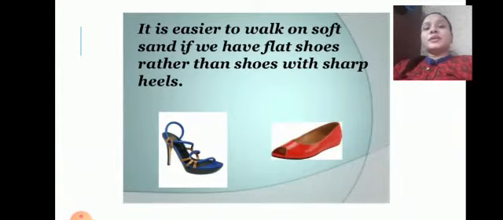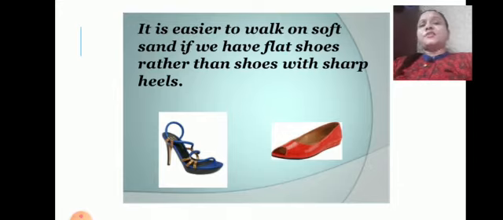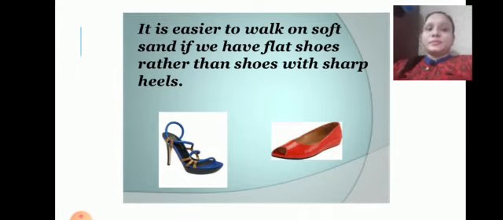There is a very common question: it is easier to walk on soft sand if we have flat shoes rather than shoes with a sharp heel, just because in this case the force, that is the thrust, is working in the perpendicular direction at unit area of that surface. So it is much easier to walk with flat shoes on sand.